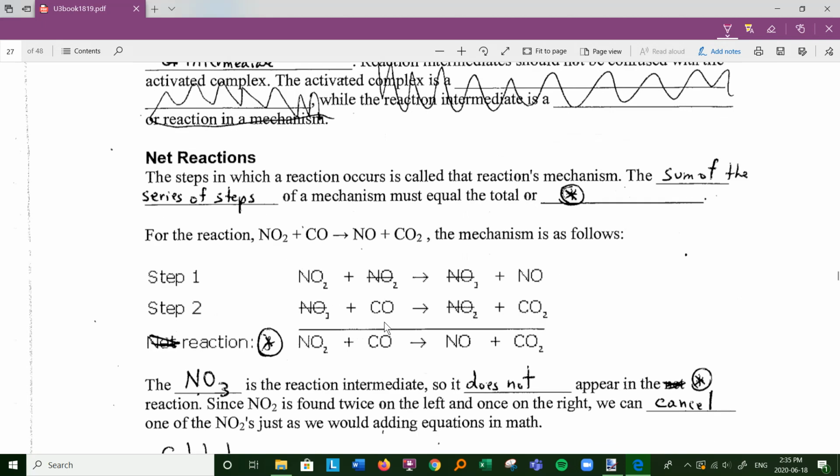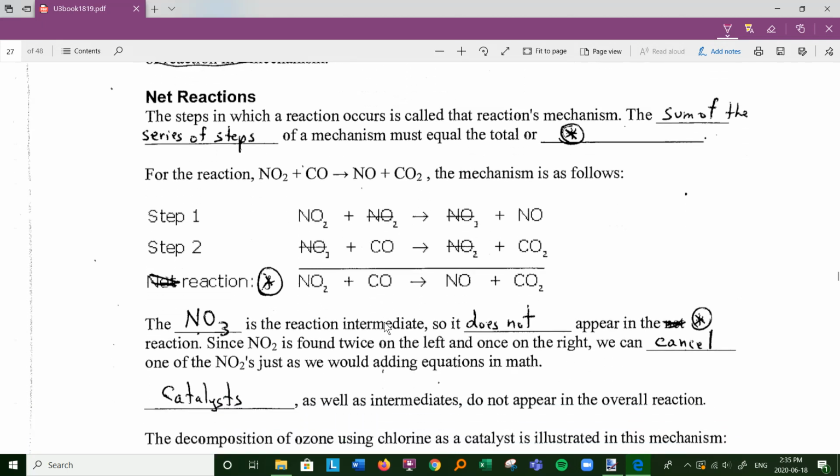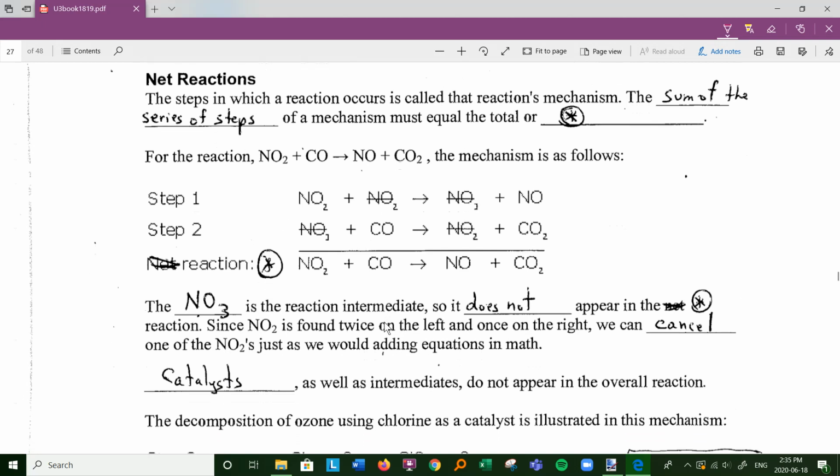Okay. The steps in which a reaction occurs is called the reaction mechanism. The sum of the series of steps must equal the total reaction. I don't like to call it net reaction. Let's just get rid of that.